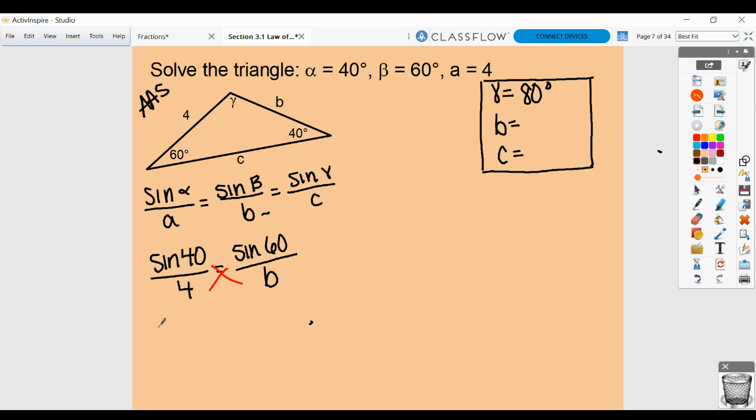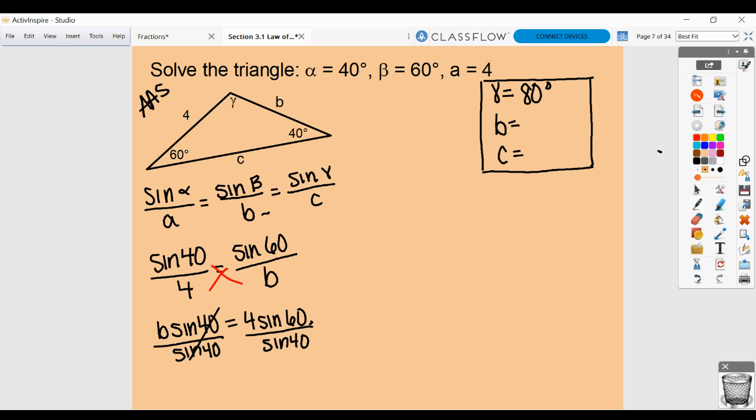So you end up getting B sine 40 equals 4 sine 60. Now the whole goal is to get B by itself. So how do you get B by itself? How do you get rid of that sine of 40? You divide. What you do to one side, you have to do to the other. The sine of 40 cancels out. So B equals 4 sine 60 divided by sine 40.